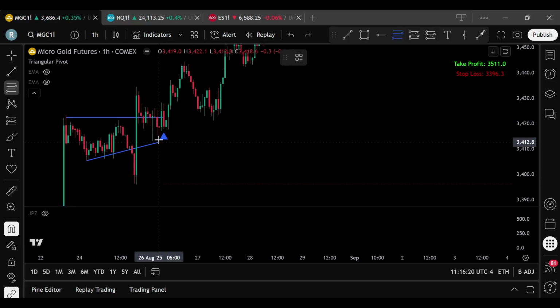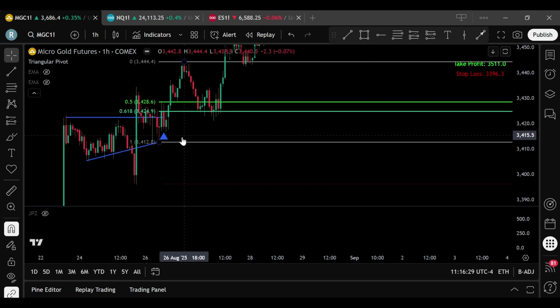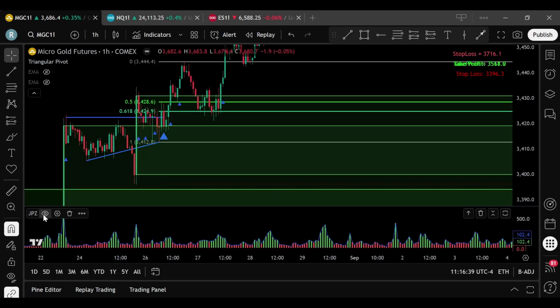Find the range that it is in. And usually you're going to find the range is going to start somewhere in the triangle pattern itself. And so, of course, we see that here, this low anchored to this high that formed the breakout, and at the same time found this zone here. Let me turn that back on. Again, right in this zone.